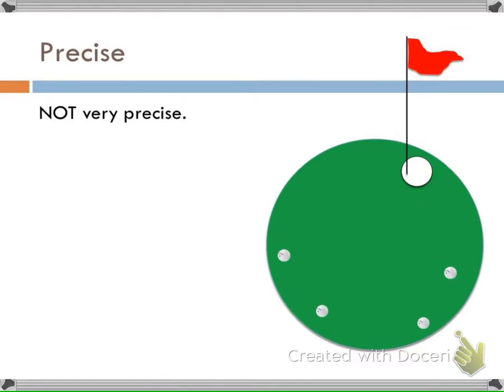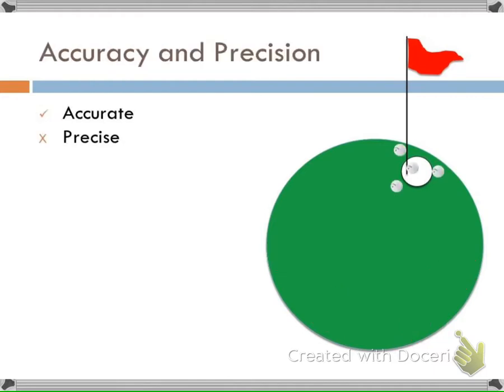So again, if we look at this, we see that we have our four golf balls and none of them are close to each other. So this is not precise. But let's compare accuracy and precision together. So looking at this picture, you can see that when we hit our golf balls again, the golf balls are very close to the hole. Actually, one went in the hole. Okay, so they're all really, really close to the goal. So that makes this a representation of accuracy.